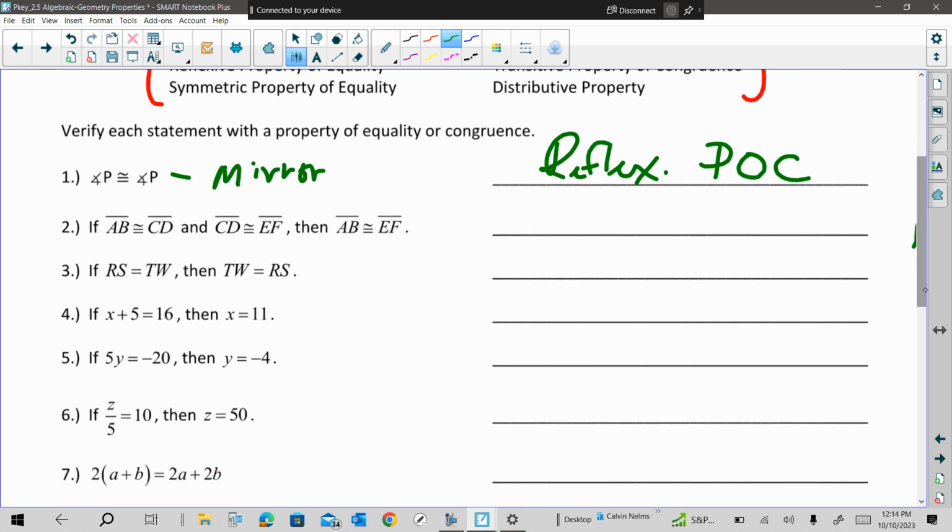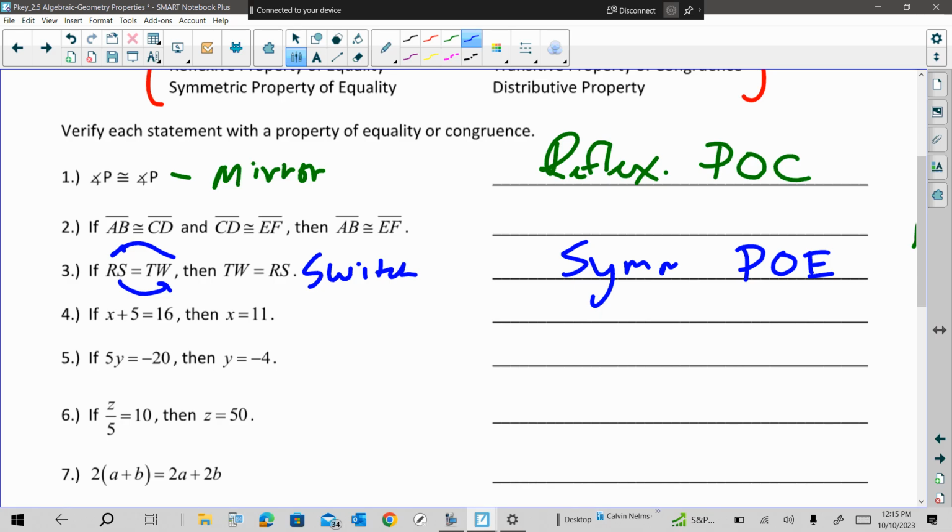So like, I'm going to jump to number 3, guys. This has equal signs here. So that means this is going to be a POE. Then I look at my statement. It says RS is equal to TW. If RS is equal to TW, then TW equals RS. What happened in the statement? Yeah, they just switched it around. If it's a switch, then that is symmetric. Yes, and I'm just going to abbreviate that SYMM.